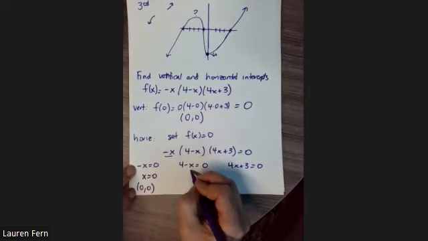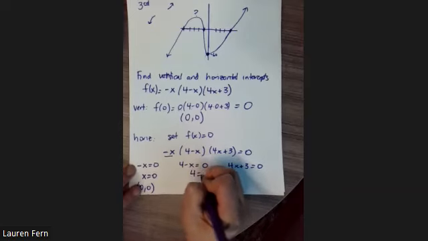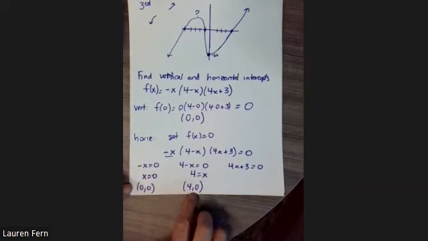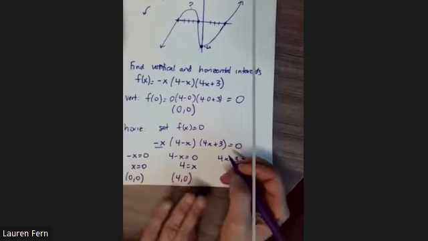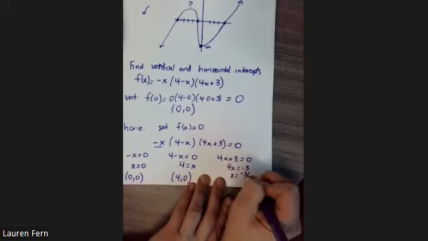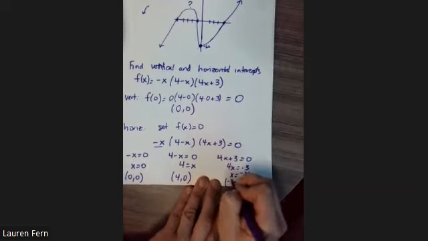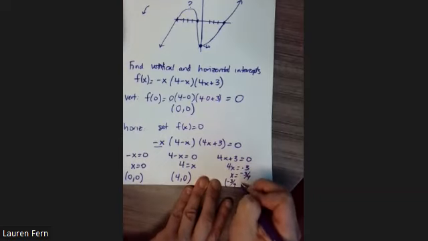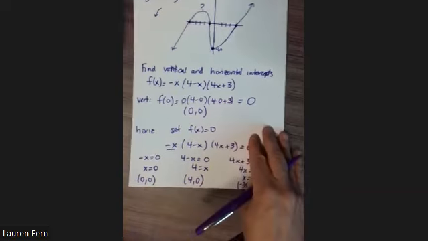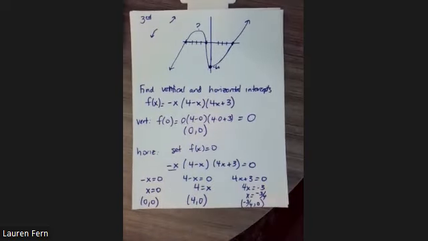Here what I would do is I would add x to both sides, and I would get x to be 4. So another 0 or horizontal intercept is at the ordered pair (4, 0). And here, first I would subtract 3 from both sides and then divide by 4. So my final horizontal intercept here is (-3/4, 0). All right. Well, that concludes section 3.1.